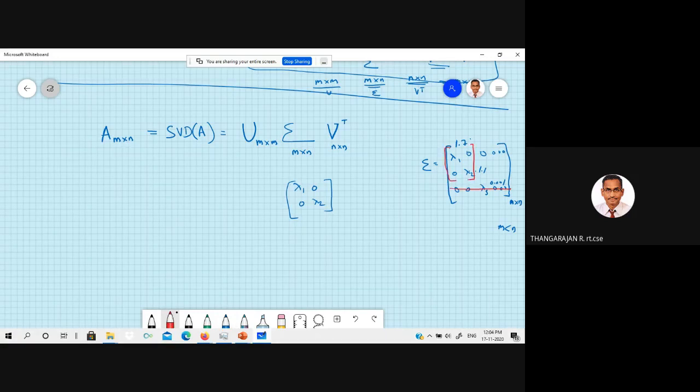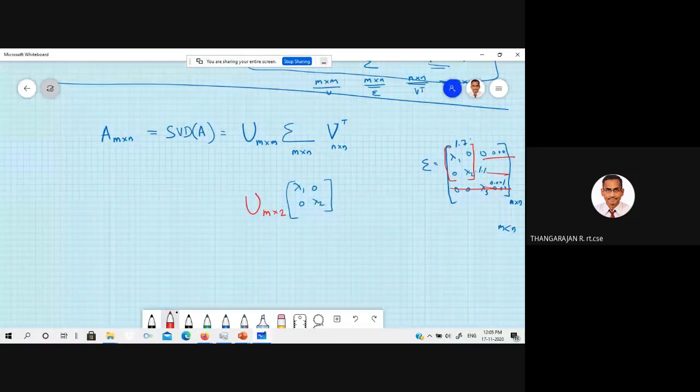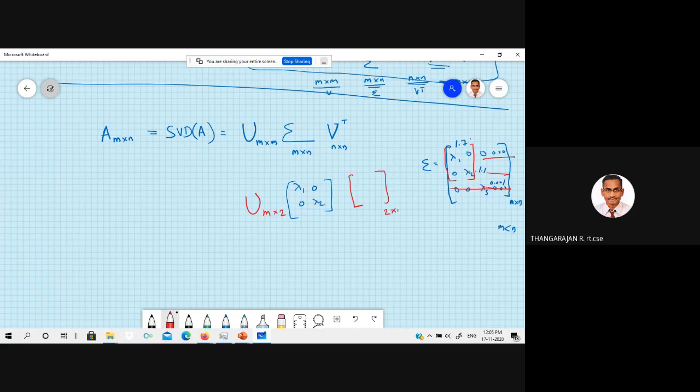These things I am omitting. Okay. Because of that, now what is happening here? This U becomes M cross 2, because there are only 2 rows here, so it will be 2. Or in general I'll call it R. If there are R number of rows here, I'll make it R. And this V will become a 2 cross N.